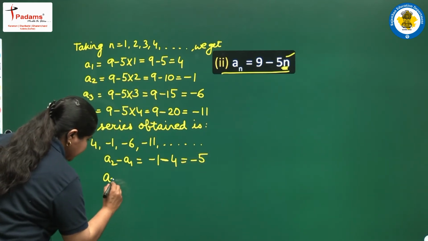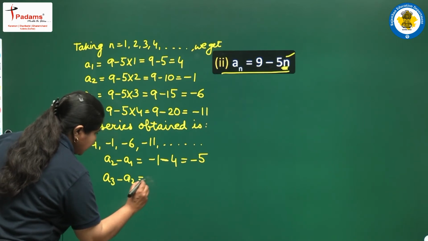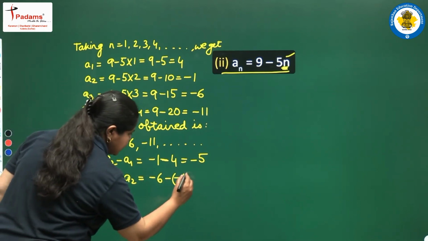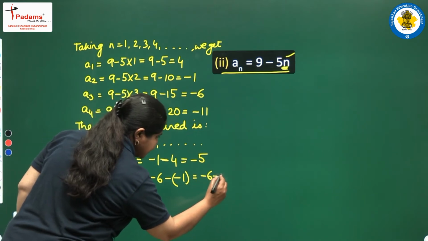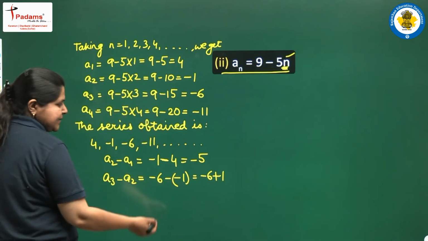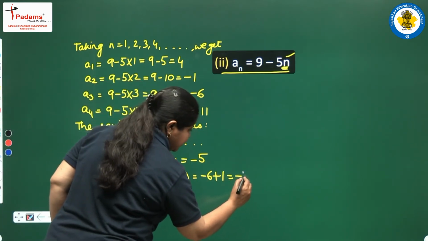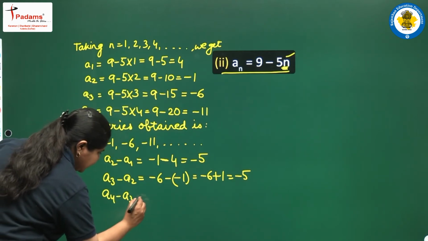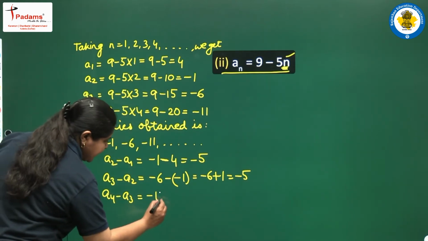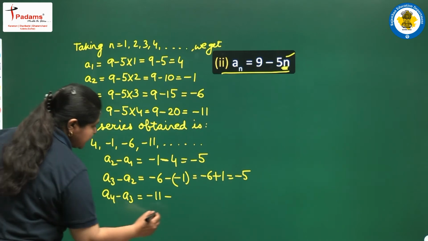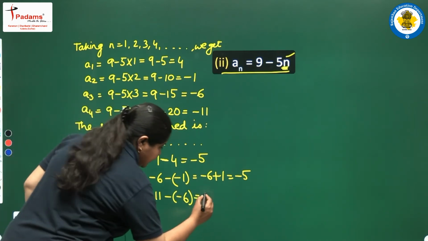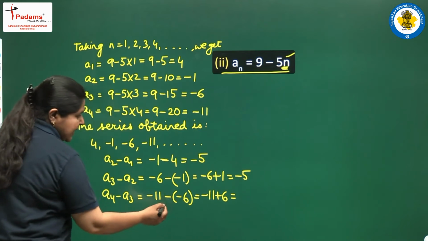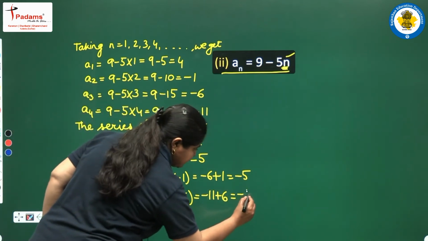नाउ वी फाइंड A3 minus A2. A3 is -6 minus A2 is -1. This will be equal to -6 plus 1. Minus minus plus हो गया. This is equal to -5. Next we find A4 minus A3. Fourth term it is -11, then minus the third term which is -6. This is -11 plus 6, minus minus will be plus, and minus 11 plus 6 is minus 5.